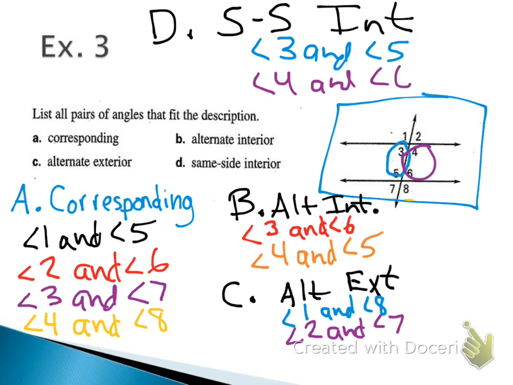Now, we haven't done a lot with same side exterior. You can probably guess if we were going to talk about same side exterior, 2 goes with 8, and 1 goes with 7. Same side of the transversal, outside of the lines. But we don't do a lot with that one. It's kind of the unpopular one. Any questions?